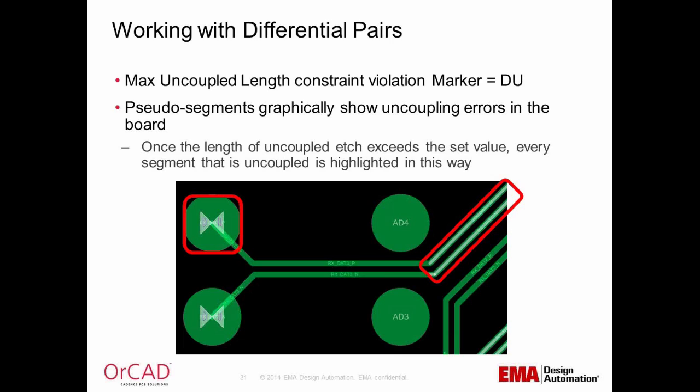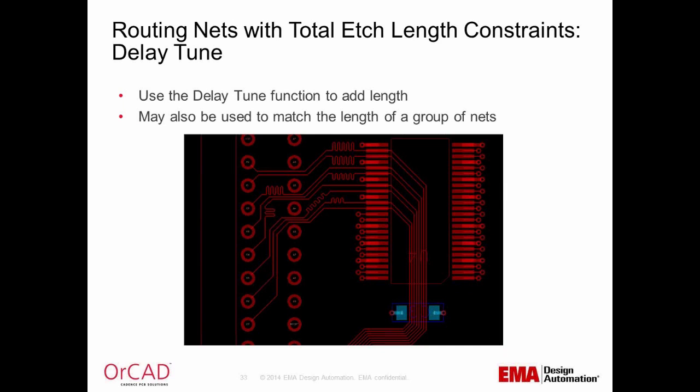It is possible to match the length of a group of nets using the total etch length constraint by routing the longest of the nets first and then setting the minimum and maximum total etch lengths accordingly.